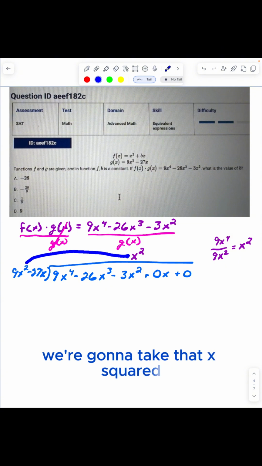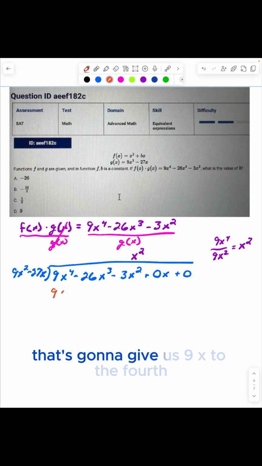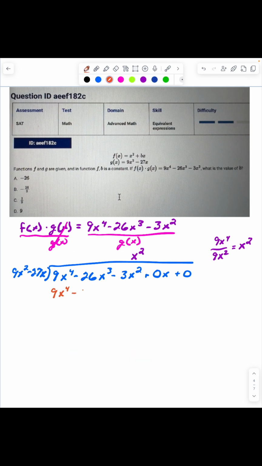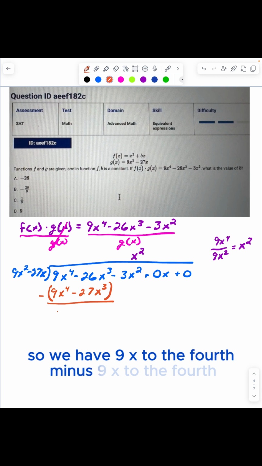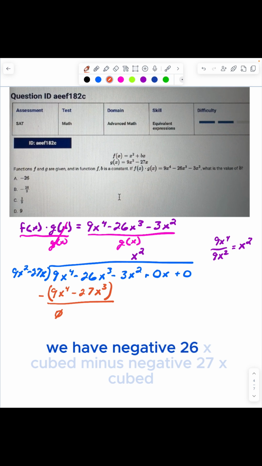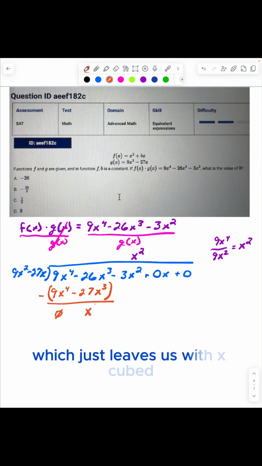We're going to take that x squared and multiply it by 9x squared. That's going to give us 9x to the fourth. And then we need to multiply that x squared by negative 27x, and that's going to give us negative 27x cubed. Now we need to subtract this binomial. So we have 9x to the fourth minus 9x to the fourth. That gives us 0. That's what we wanted. We have negative 26x cubed minus negative 27x cubed, which is the same as negative 26x cubed plus 27x cubed, which just leaves us with x cubed.